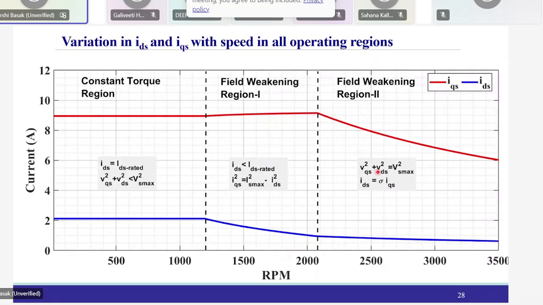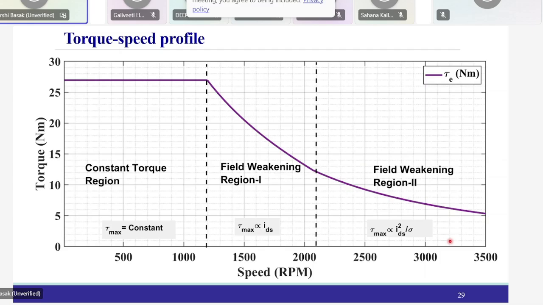Above that, VDS squared plus VQS squared will be equal to VS max squared. Here also this will be valid, and IDS will be equal to sigma times IQS. Since the current constraint is no longer valid, it is defined by the voltage constraint. So this will be the expression for IQS, and this will be the variation of IDS. And if we see the torque speed region, first of all, we will have the constant torque region.